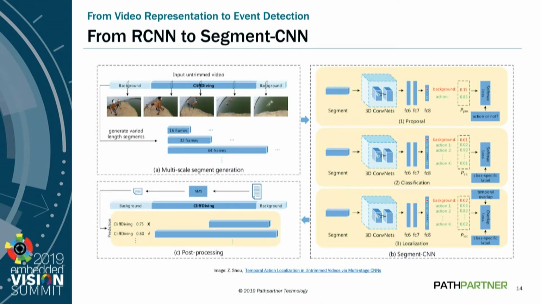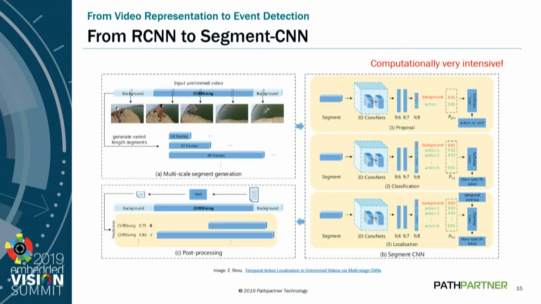In the segment CNN approach, similar to RCNN, it involves three parts, essentially. It involves a multi-scale segment generation, so you generate segments of different scales and different temporal persistence. Each segment is evaluated independently by a C3D-like module, which, needless to say, is very, very computationally intensive, because the number of segments you can generate in the time direction is a huge number, actually.